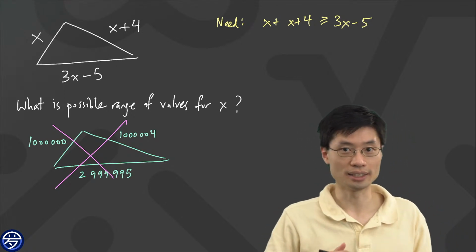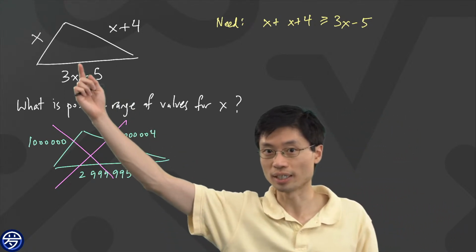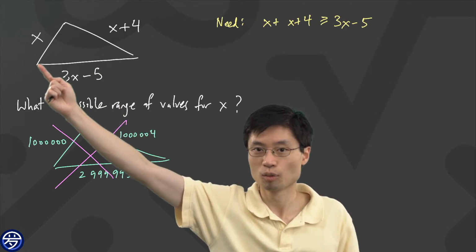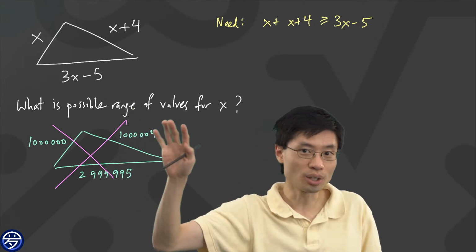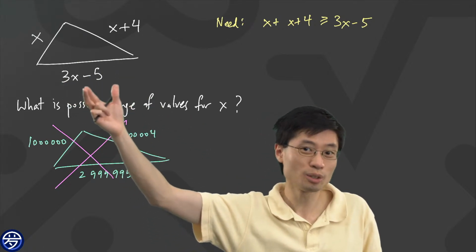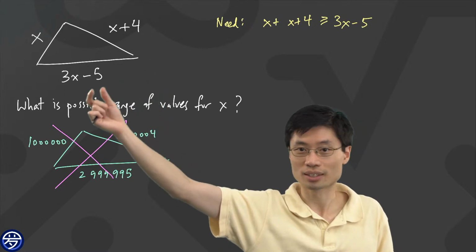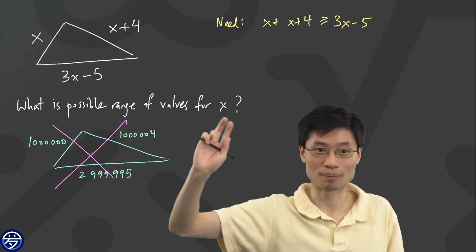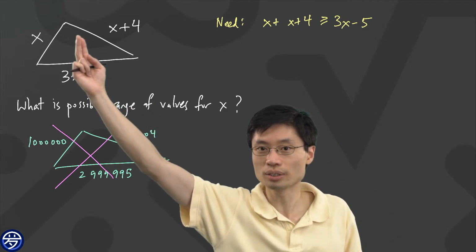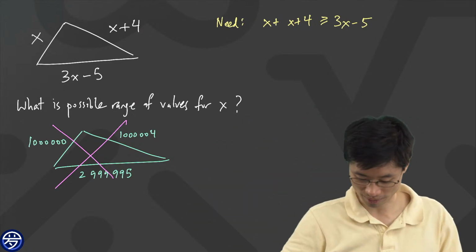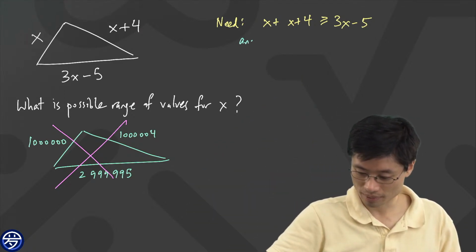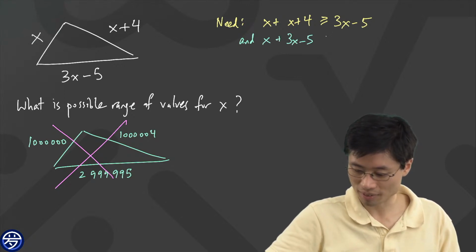But that's not the only thing I need. I also need to make sure that it works for all the others. I need to make sure that x plus 3x minus 5 is at least x plus 4. I mean, I don't know. In some cases, 3x minus 5 could be small because, you see, there's a minus 5. Who knows? Maybe it could be. I'm not sure, so let's find out. So I also need that x plus 3x minus 5 is bigger or equal to x plus 4.